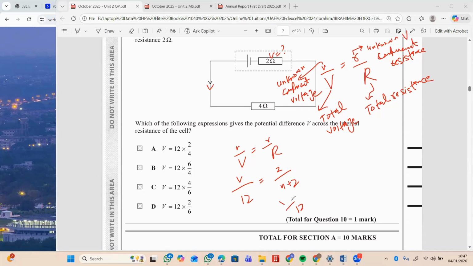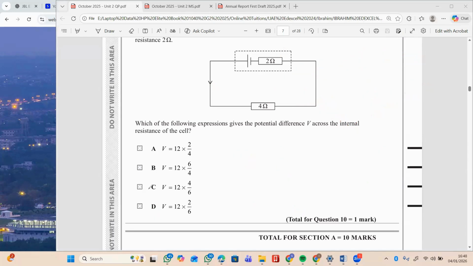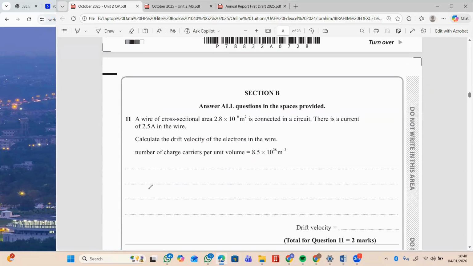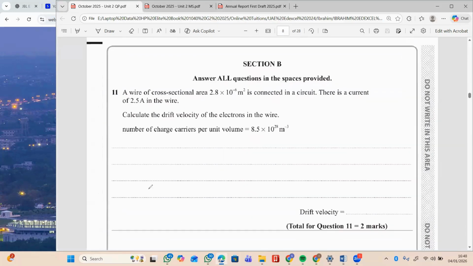V over 12 equals 2 over 6. So from here, small v should be 2 by 6 times 12. And you can see that the option for this one is D. Okay, so here's the end of the MCQs. Now let's move on to section B.